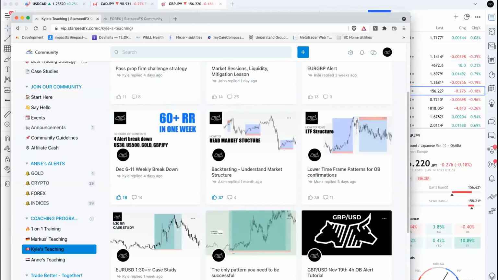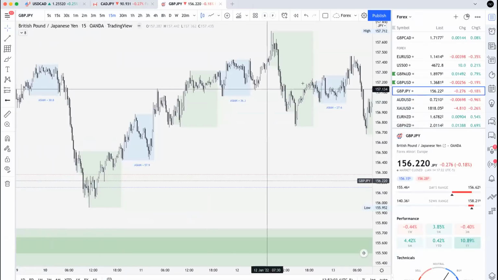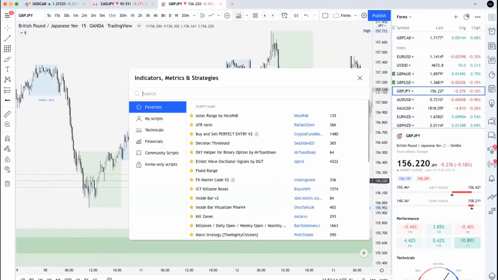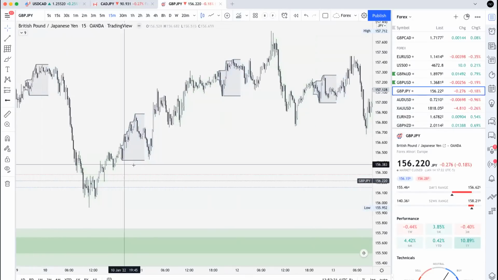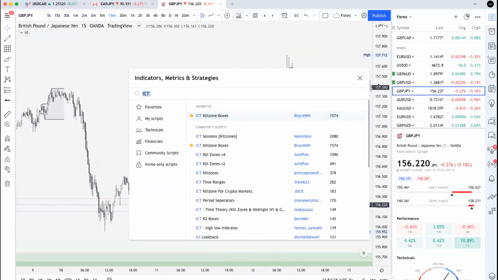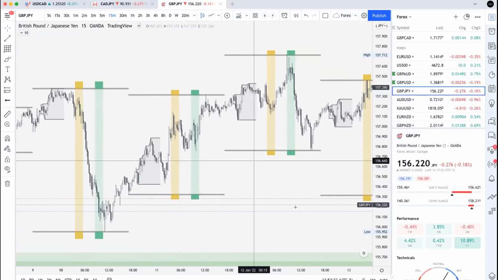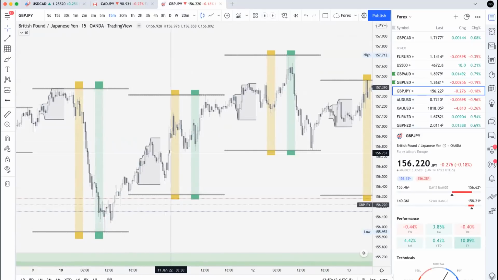What indicator are you using for the sessions? I created one, and I can share that with the group. There also is one you can look for: Asian Range by kEL. It's slightly different, but it puts gray boxes on. I also mentioned at the start of this call that you can look for ICT kill zone boxes. It outlines them, and remember what I said in the beginning of this video: make sure it maps to your time zones. There are tons of them, absolutely tons.